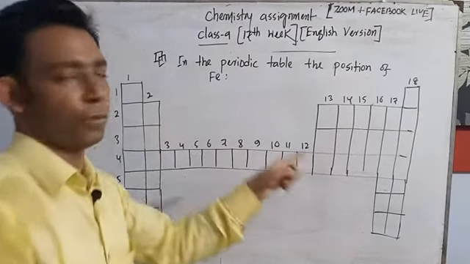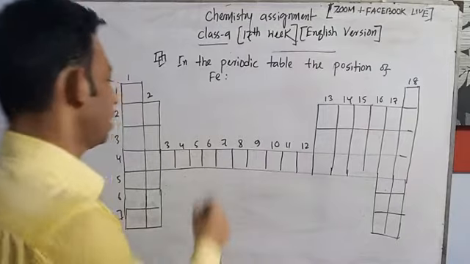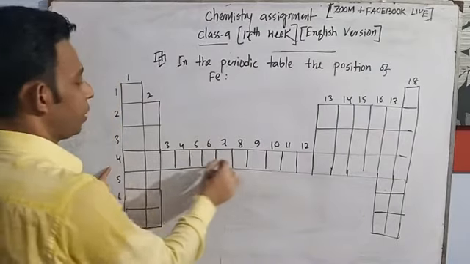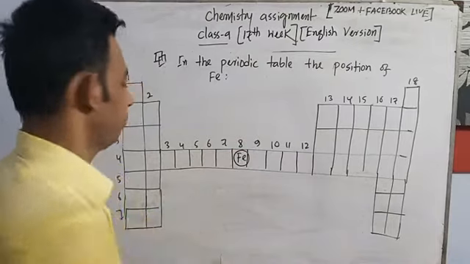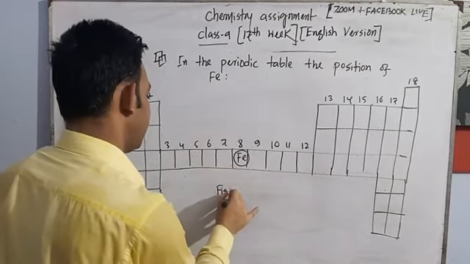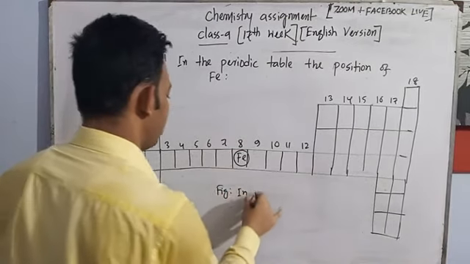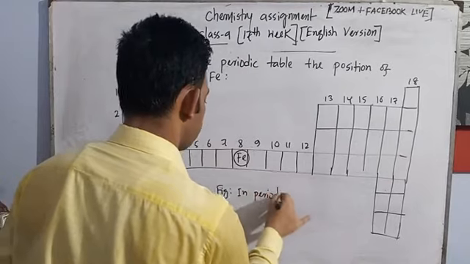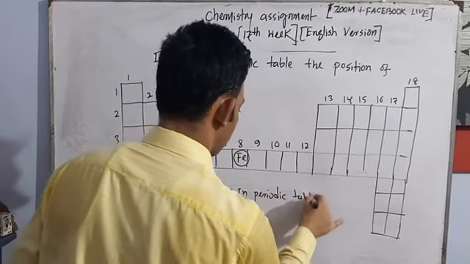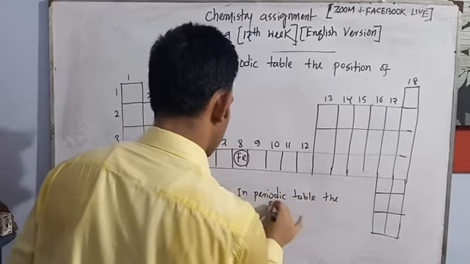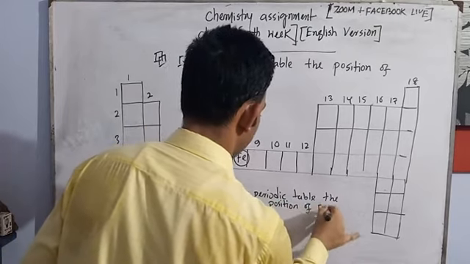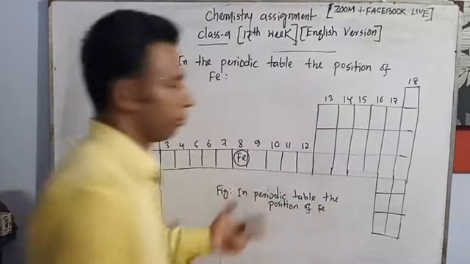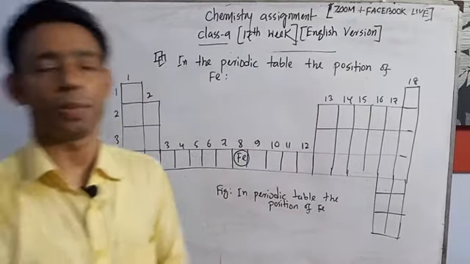We know the iron is in the fourth period, in group number 8. This is the fourth period, and group number 8 is the iron, a dark circle. Figure in the periodic table: the position of iron. This is the completion of the assignment.